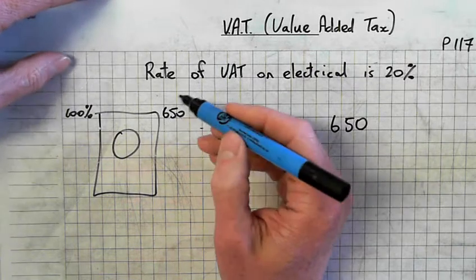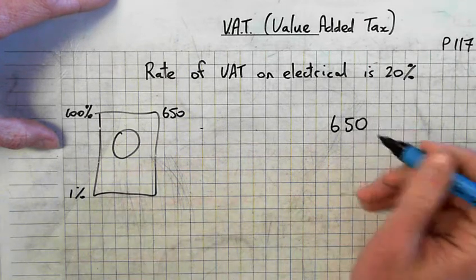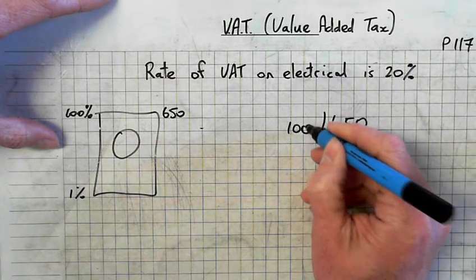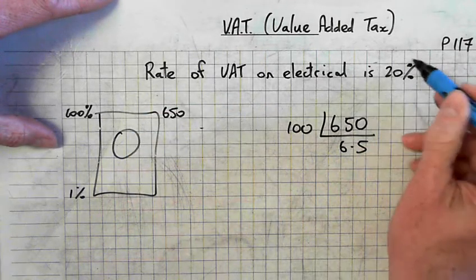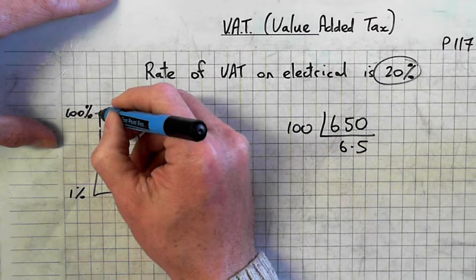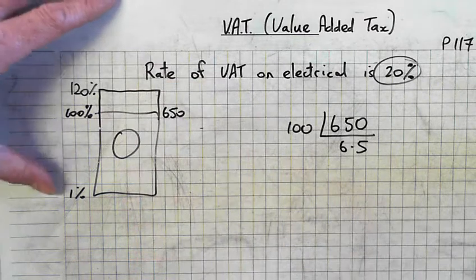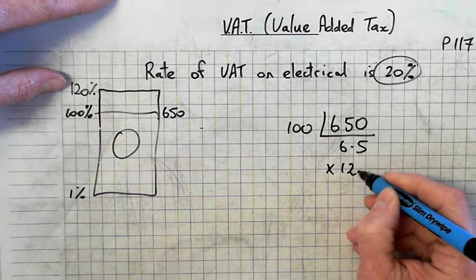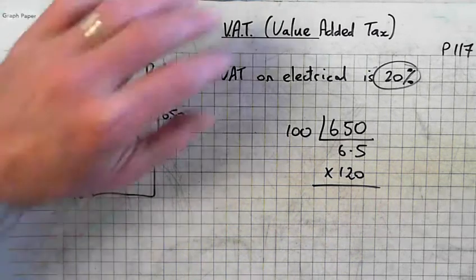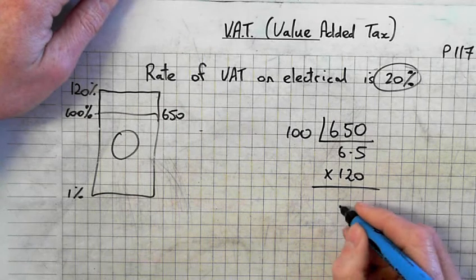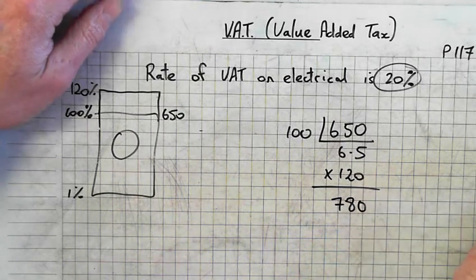Okay. And first of all, we need to get 1%. So divide by 100 to find 1%. But how many percent am I adding on? 20. What do I multiply by? 120. So 6 by 5, that's already done in it. 780. That's one way of doing it.